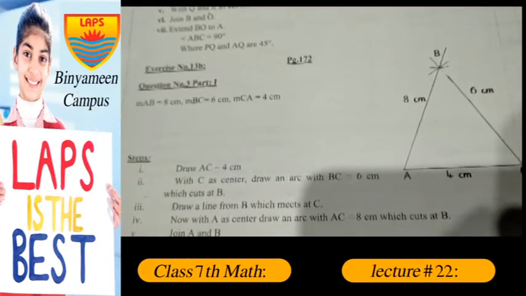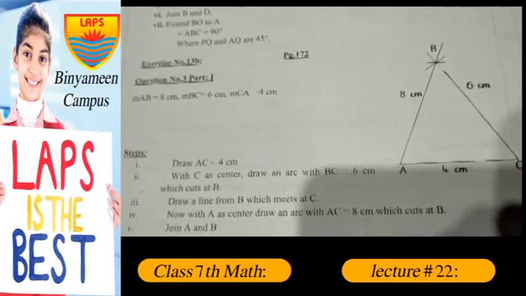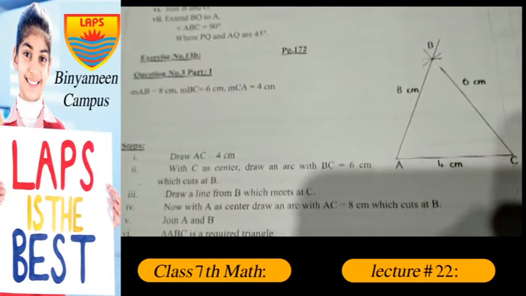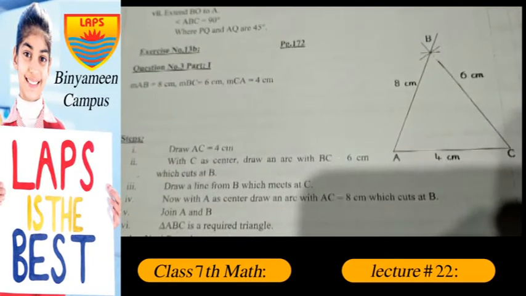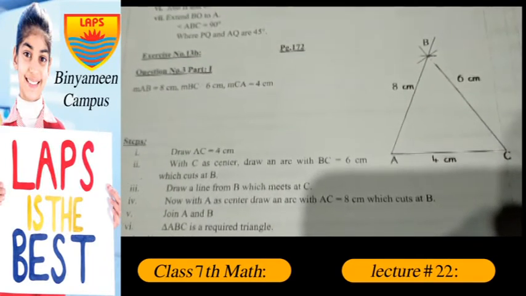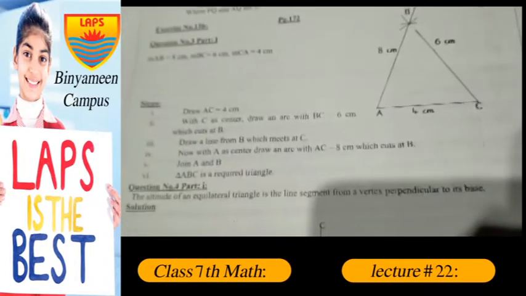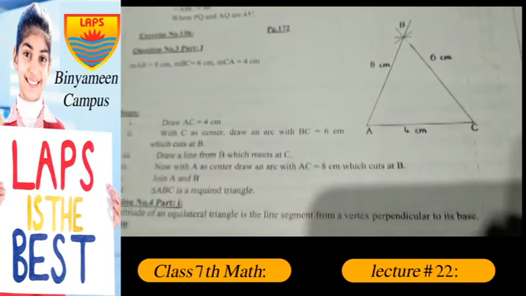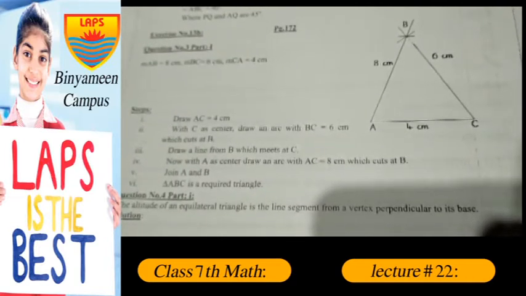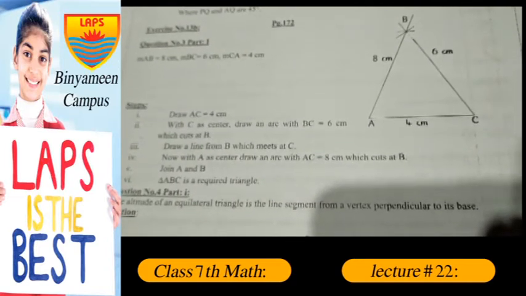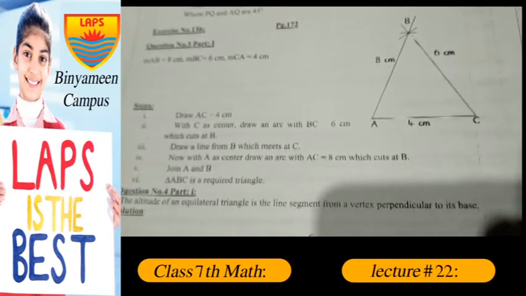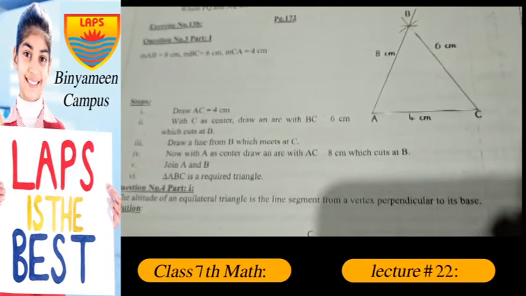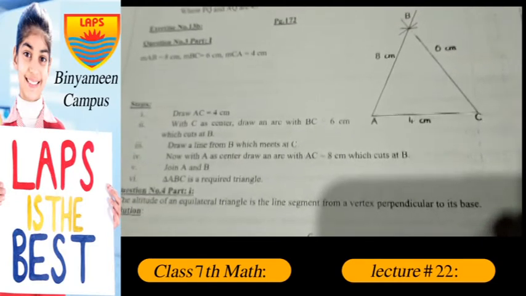Exercise number 13B, question number 3, part 1. Measure AB is equal to 8 cm, measure BC is equal to 6 cm, and measure CA is equal to 4 cm. Steps of construction. Step 1: Draw AC equal to 4 cm. Step 2: With C as a center, draw an arc with BC equal to 6 cm which cuts at B. Step 3: Draw a line from B which meets at C.